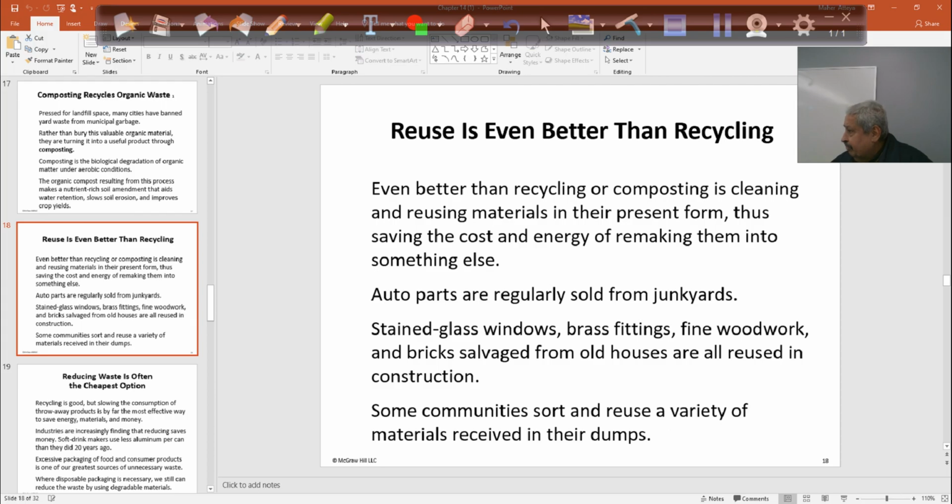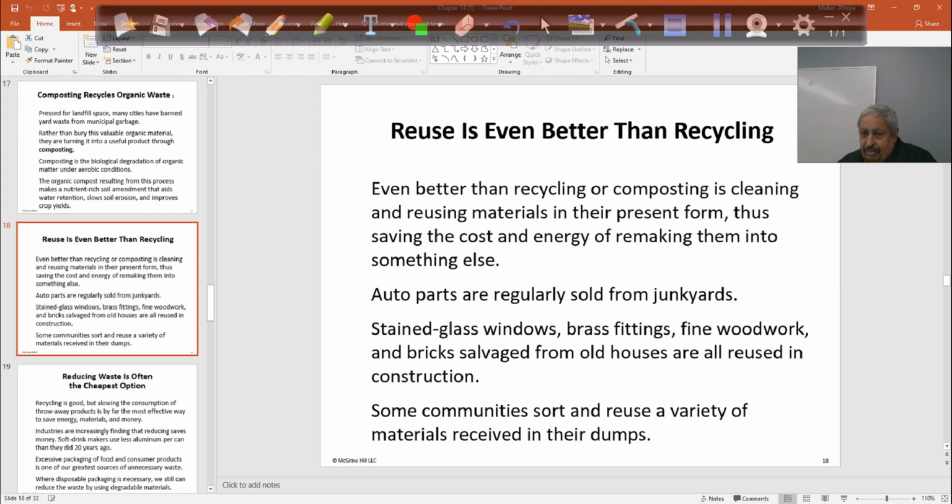From the profit point of view, recycling means you have to use technology, which costs you money. Reusing needs only a very minimum of new technology to deal with that. So that's about the cost. Reusing is better than recycling or composting.